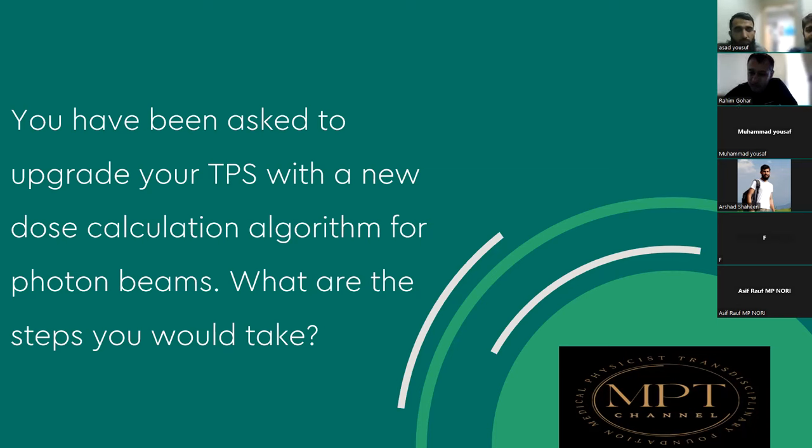First of all, we should know the requirements of this algorithm, the data type required for the TPS for that specific algorithm, like specific TPR, PDD or output factor, some field-related data. I think these are some considerations.